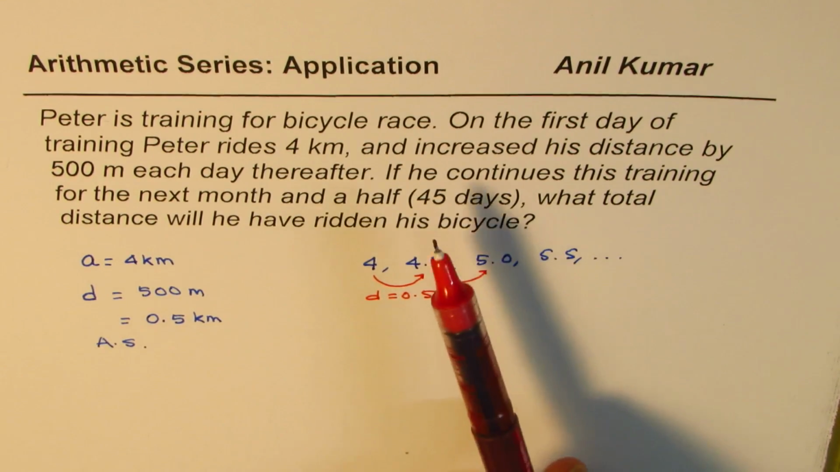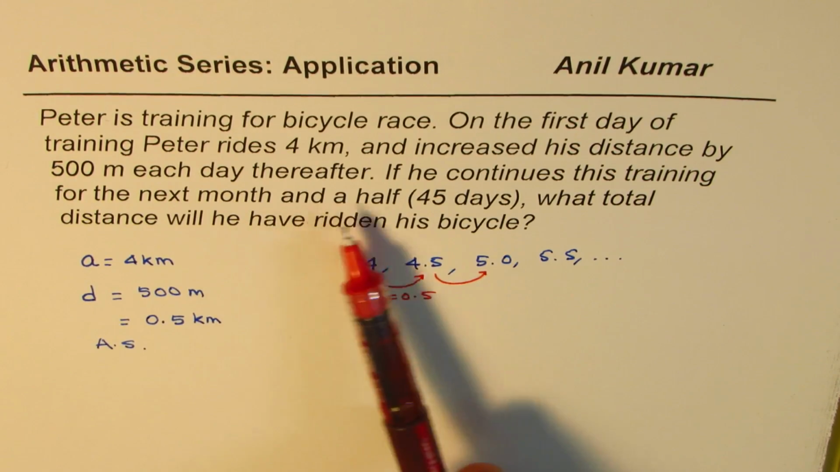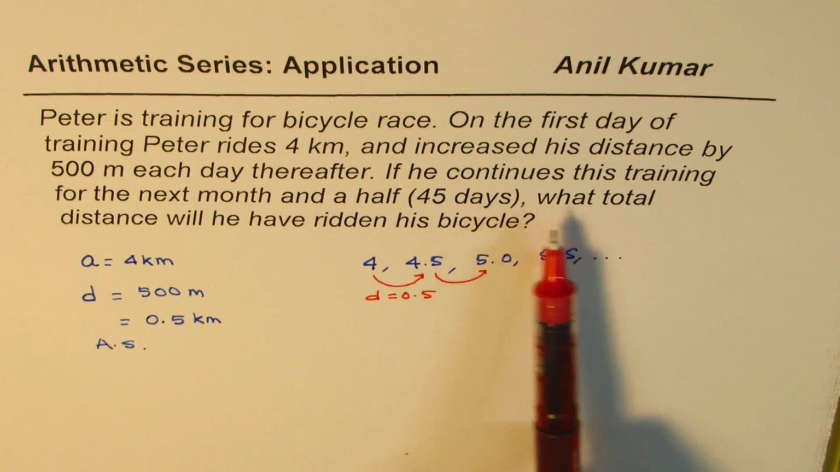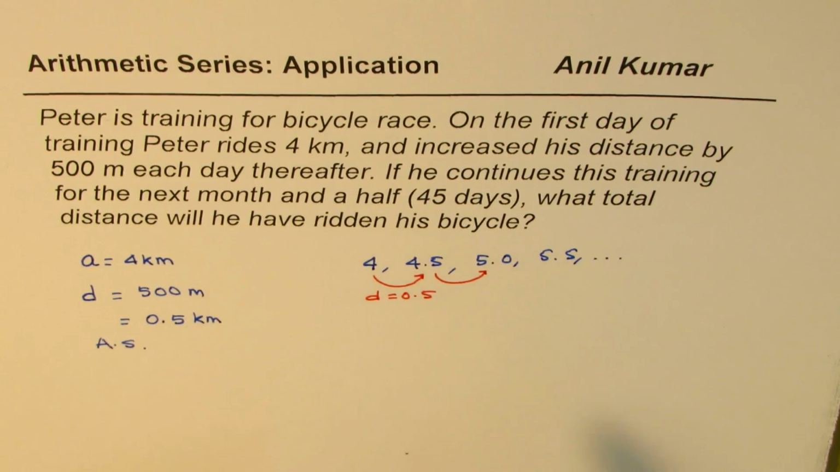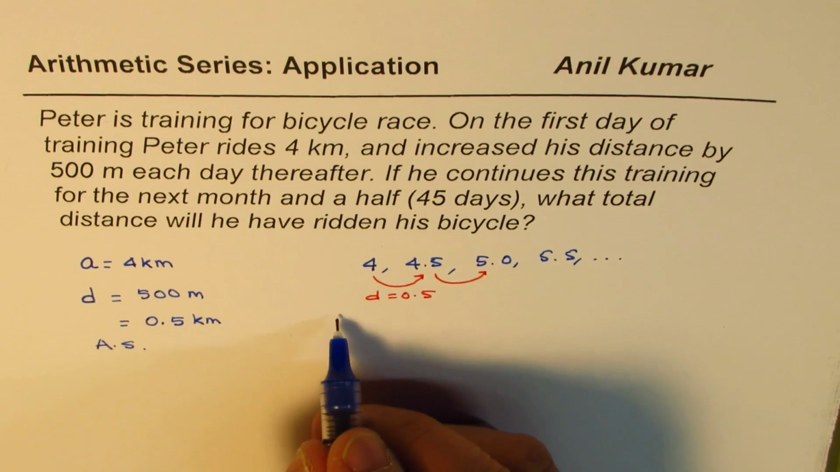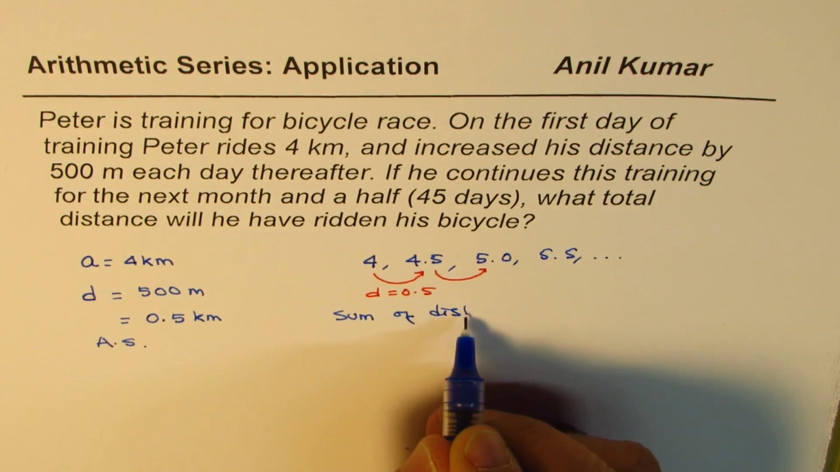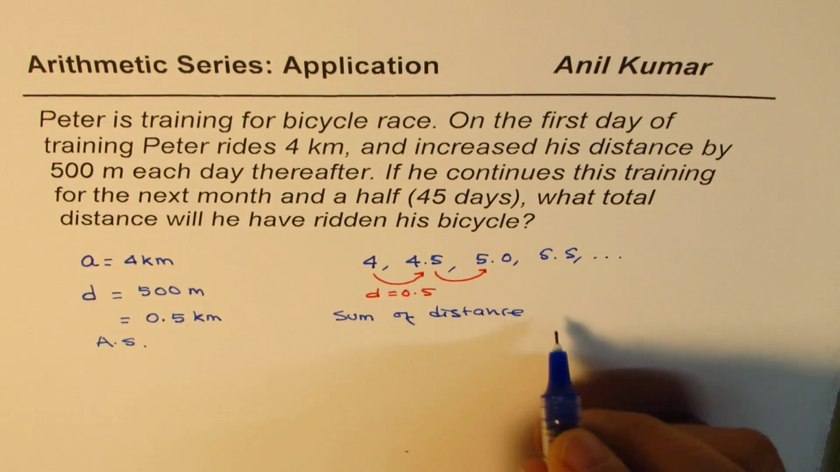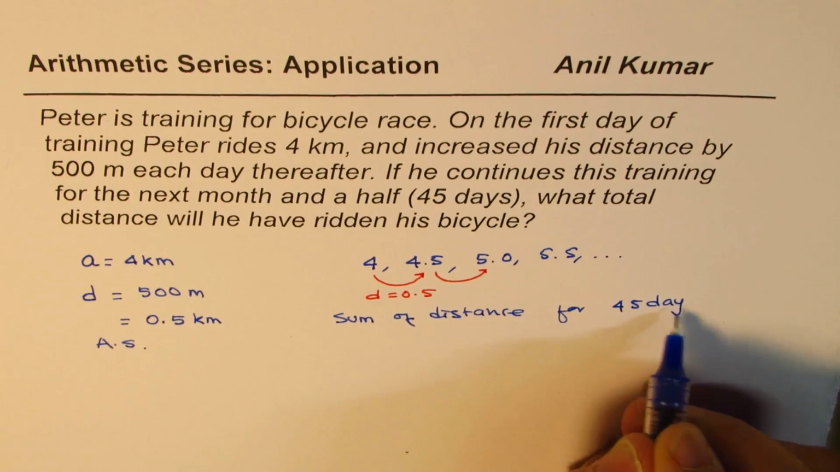Now the question is, if he continues this training for the next month and a half, that is 45 days, what total distance will he have ridden his bicycle? So what we need to find is the sum of distance, right? So we need to find the sum of distance for 45 days. So that is what we need to find.